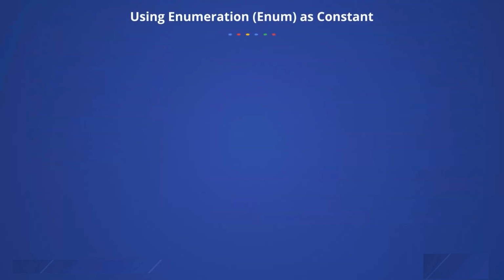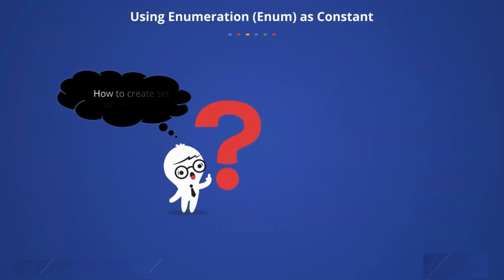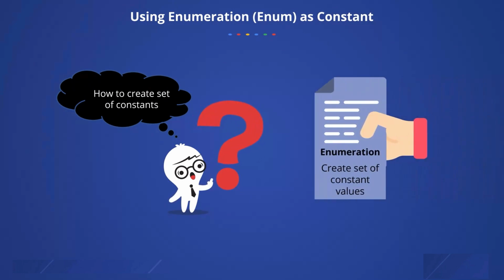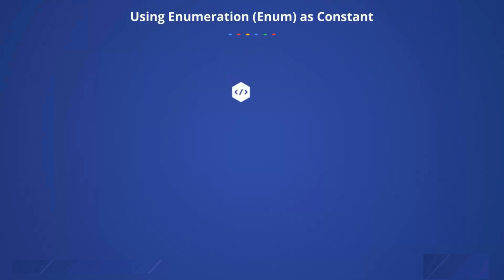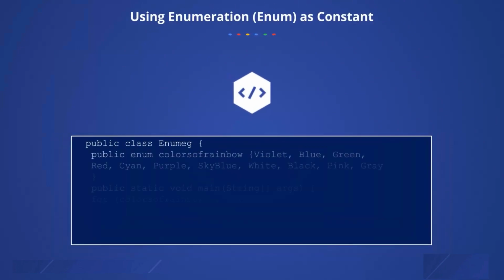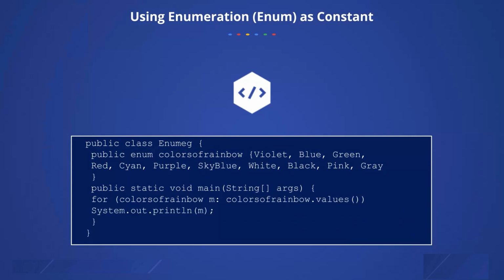Now, apart from this, we are talking about just one constant value. What if you want to create a set of constant values? That's where enumeration comes in. So the way to create an enumeration is like that. Enumeration is nothing but a way to create a set of constant values. You can see this enum colors of rainbow has multiple constant values. All these are constant values which you can create just by using the keyword enum.